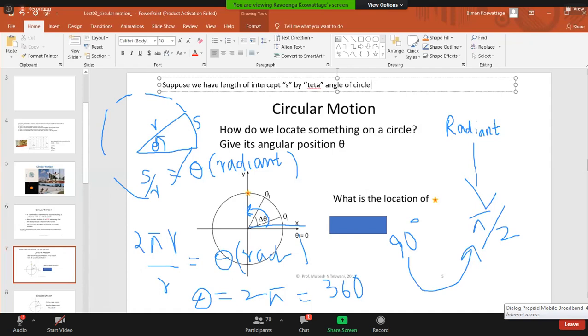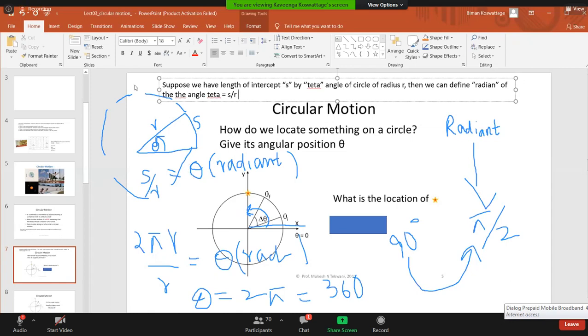of radius r, then we can define the radian of the angle theta as s divided by r, right? Then you can write the other parts.